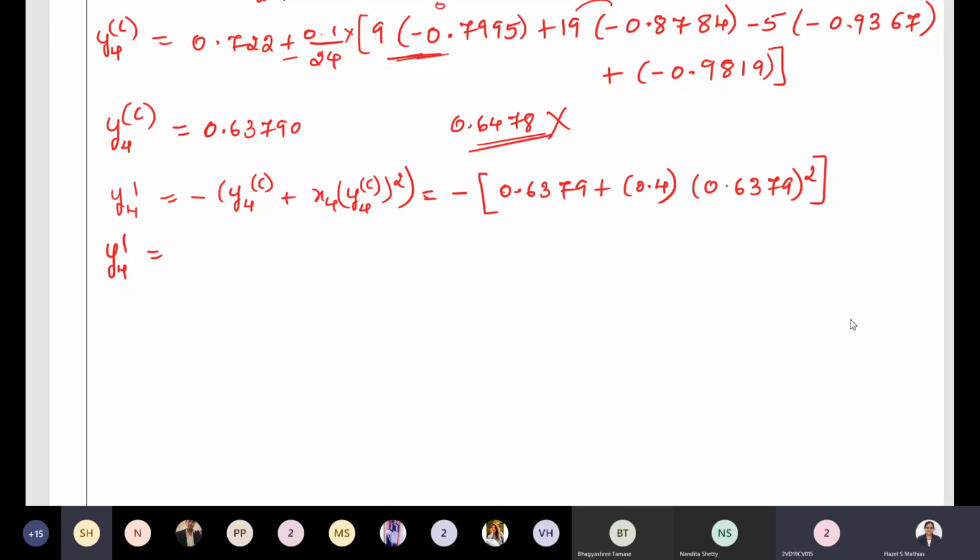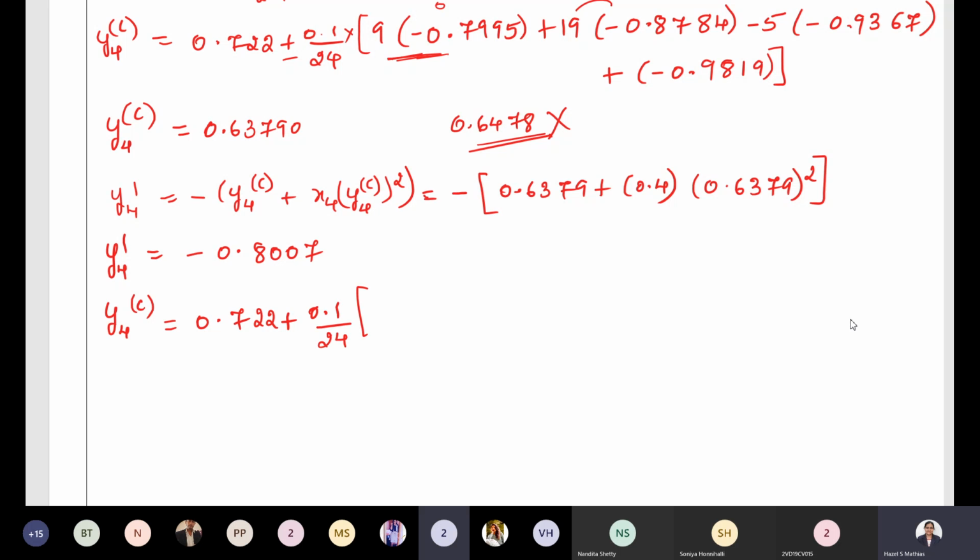Minus 0.80066. 0.8007. And minus 0.8007, ma'am. 0.8007 or 0.8006 doesn't matter, both are correct answers. So you can apply the corrector formula again, y4 corrected is equal to the y3 value, that is 0.722 plus h by 24, 0.1 divided by 24 into, what is the formula here, 9 times y4 dash. Correct? 9 times. Here y4 dash is minus 0.8007. 9 times y4 dash plus 19 times y3 dash.